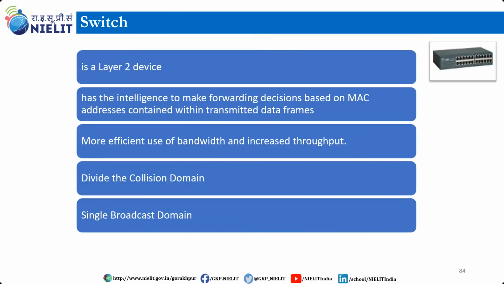Whenever a PC transmits data in the form of a frame, this frame is received by the switch. The switch will read the source MAC address and destination MAC address, and accordingly the switch will take a forwarding decision that this particular frame needs to be forwarded to port number 5 or 6, depending on the destination MAC address mentioned in the frame.